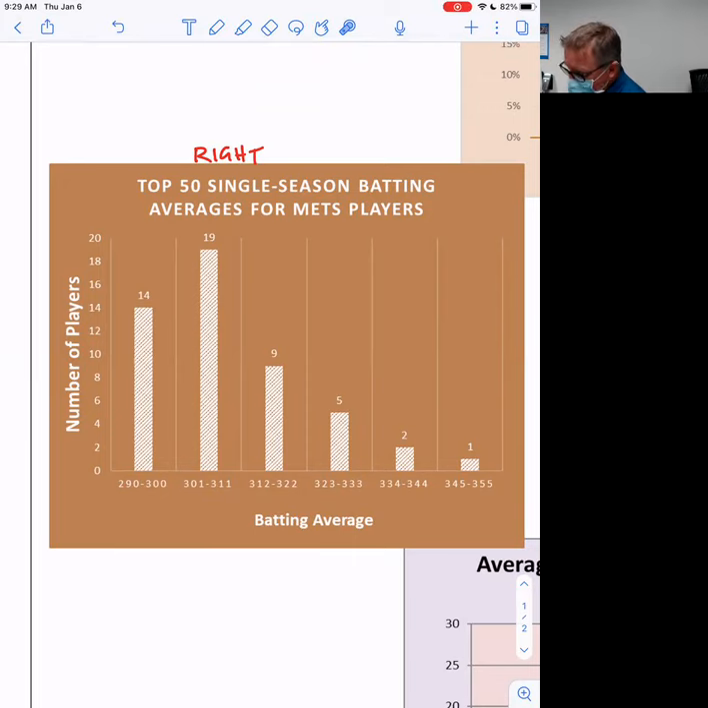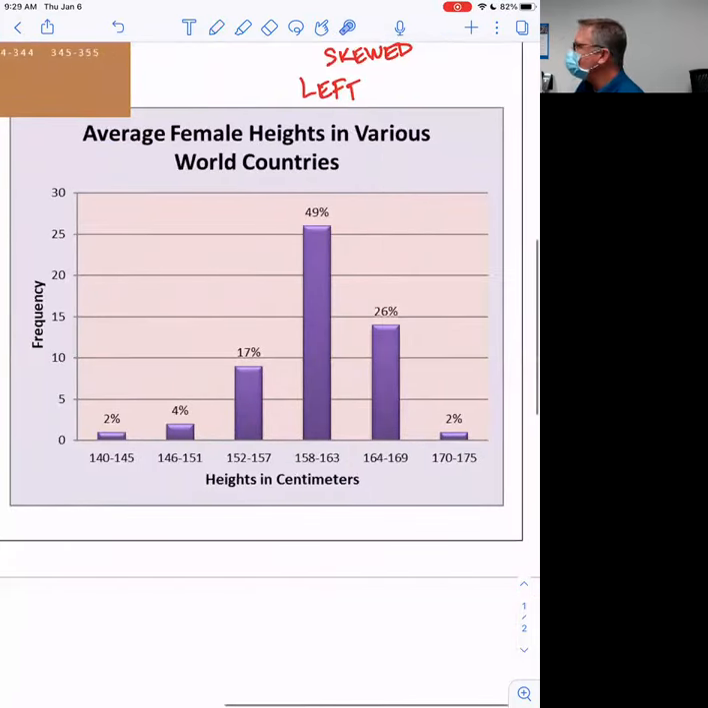So they made a frequency graph, whereas this person did a percentage. And actually, doesn't that percentage actually help? It doesn't really matter the number. It's like 2% of countries have average female height this small. 49% have an average. And percent's actually kind of better. That's why we need to be good at it.